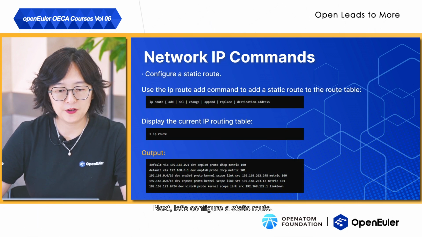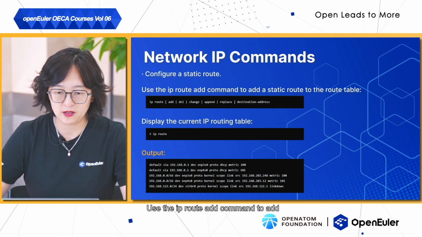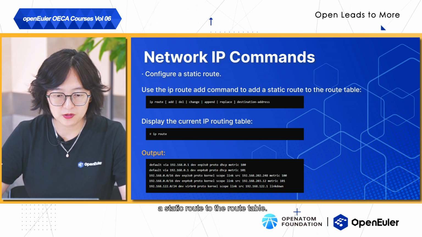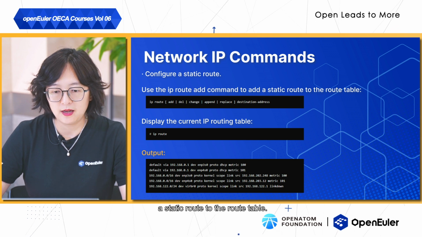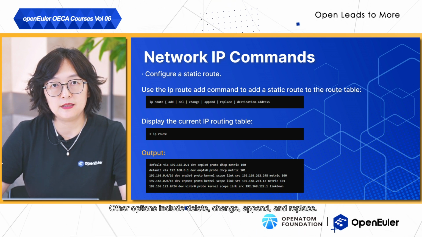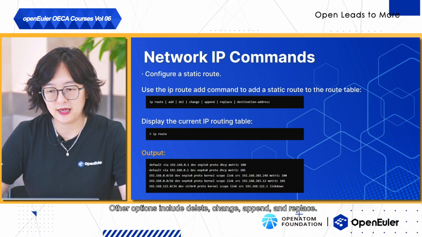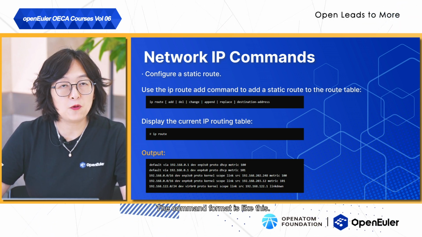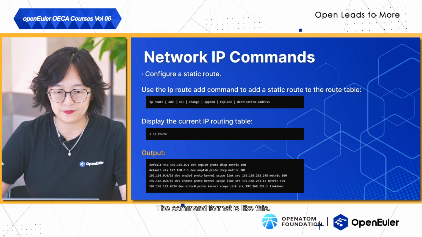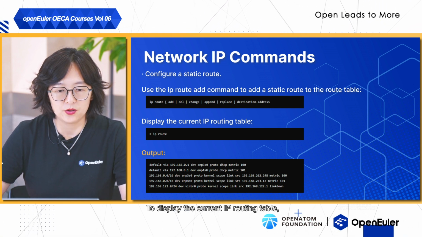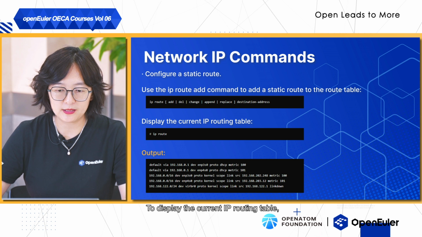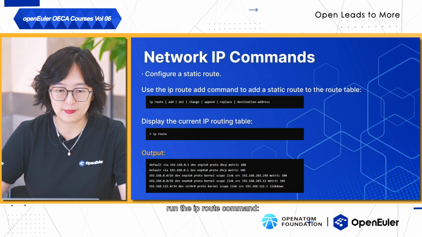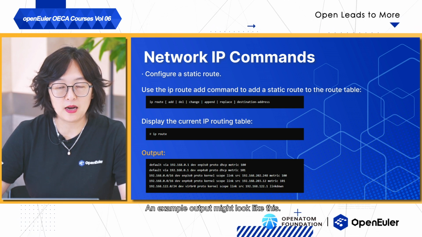Next, let's configure a static route. Use the ip route add command to add a static route to the routing table. Other options include delete, change, append, and replace. The command format is like this. To display the current IP routing table, run the ip route command. An example output might look like this.